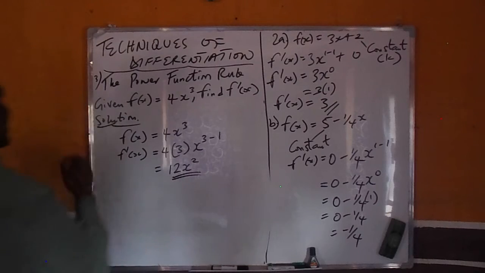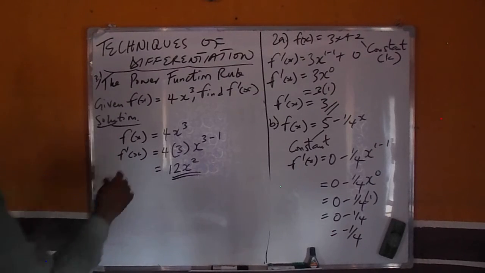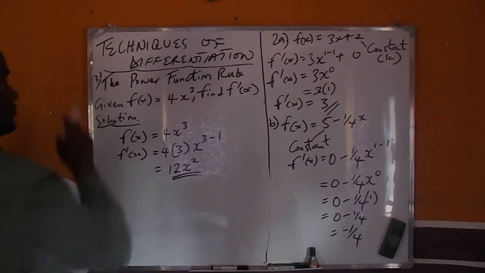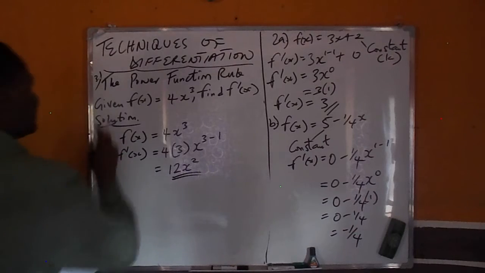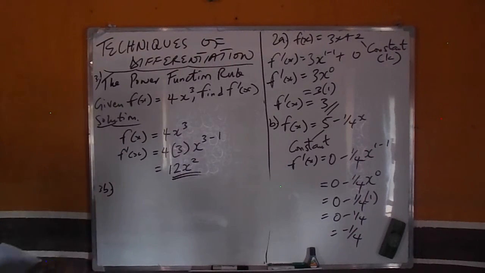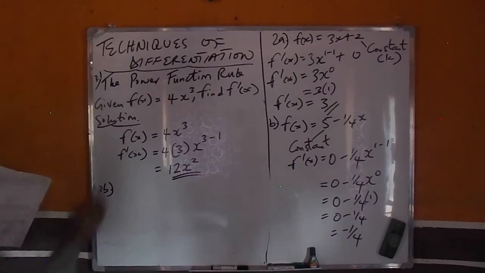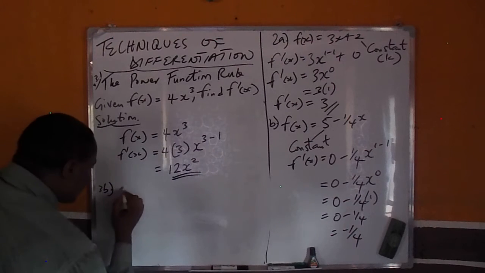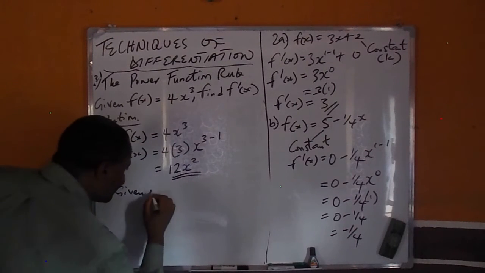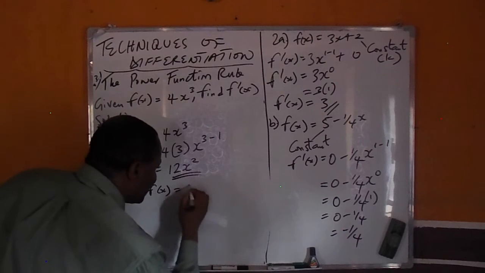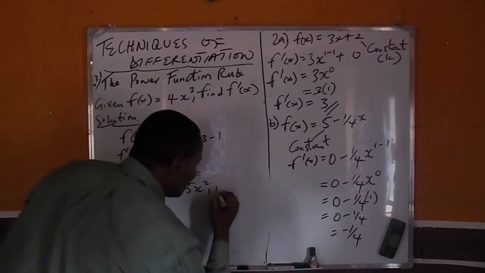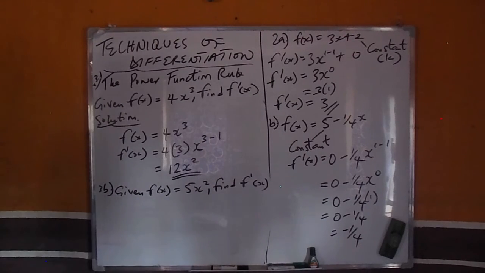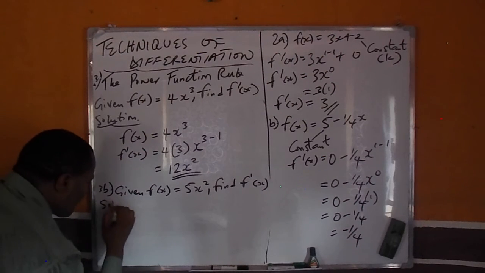Let's look at another one, still under the power function rule. Let's take another question under the power function rule. Let's call it question 3b. This is A, this is B. It says, given f of s equals 5s raised to power 2, find f prime x. Under first order condition, now we say solution.